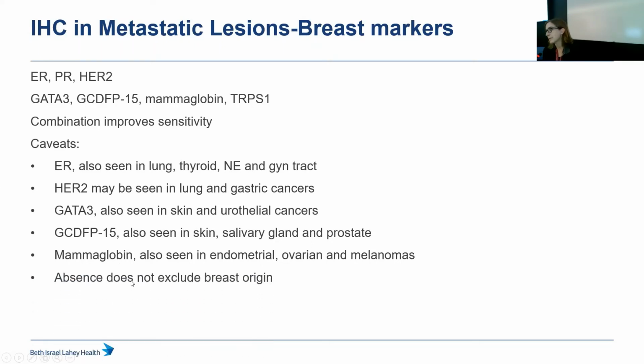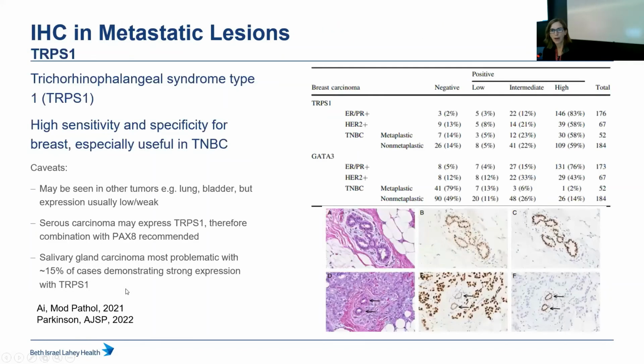And then, of course, absence does not exclude breast origin. So think about that too. Just because something isn't staining with GCDFP and mammoglobin doesn't mean it's not breast cancer.